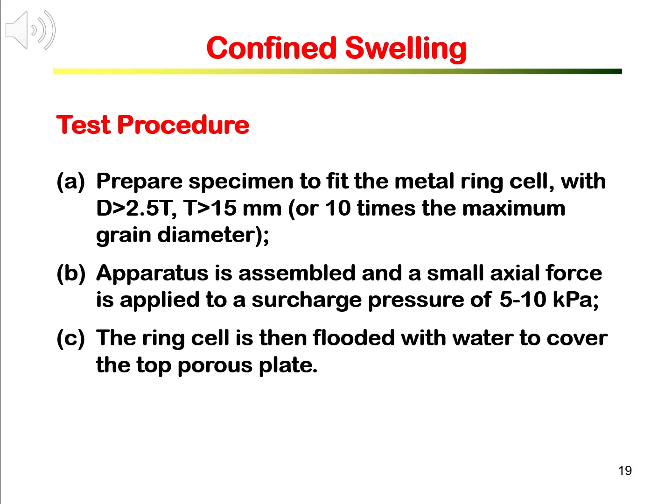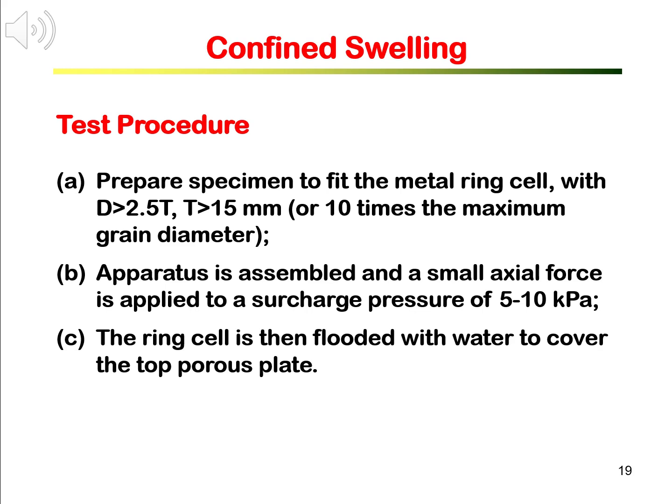The specimen is placed inside the metal ring with porous plates at the bottom and on the top. The specimen assembly is placed in the container covered with steel loading plate. The whole assembly is then placed under the axial loading system with axial loading gauge or LVDTs attached to the steel loading plate.